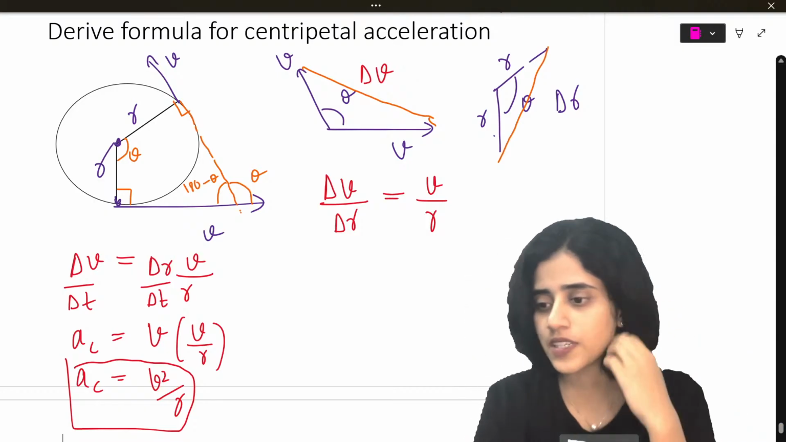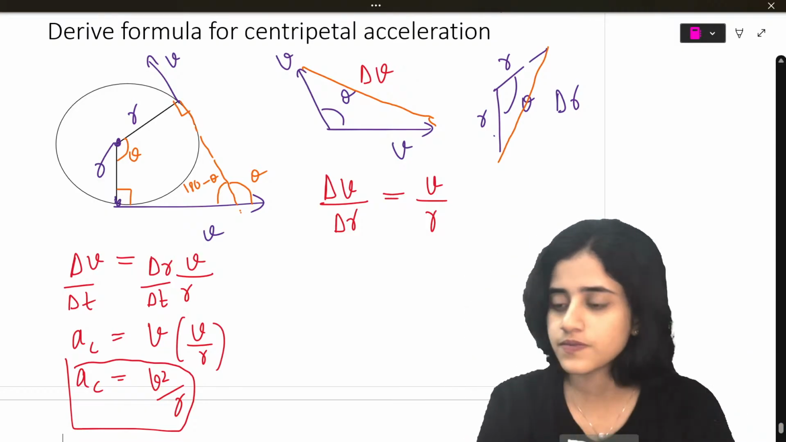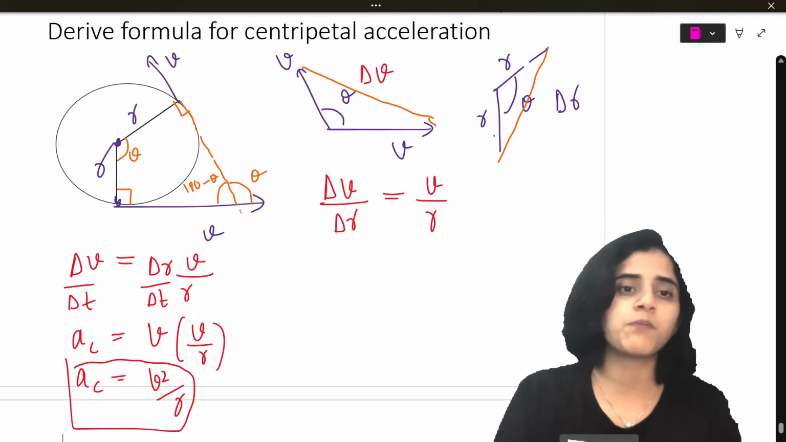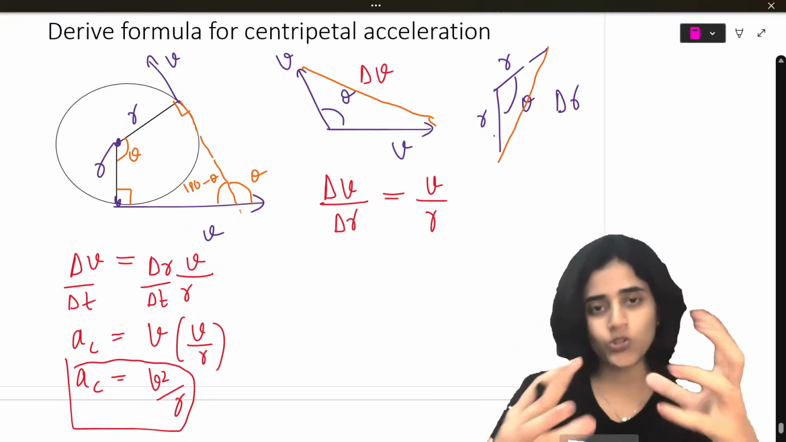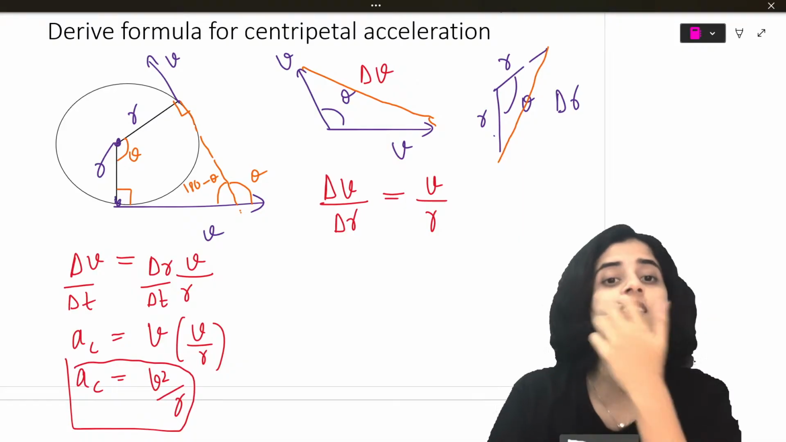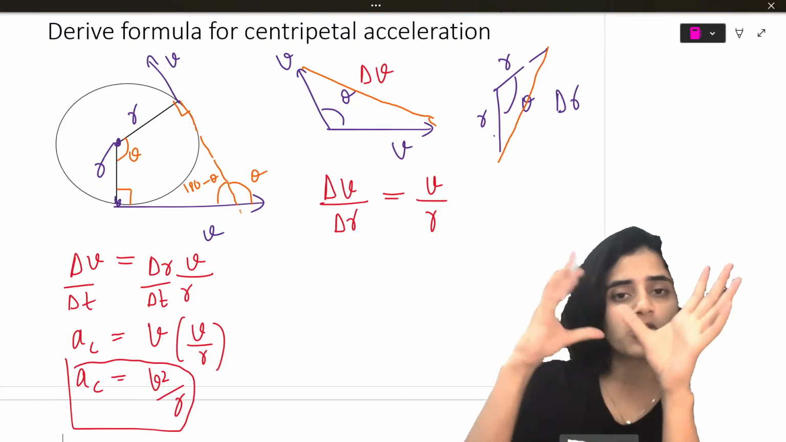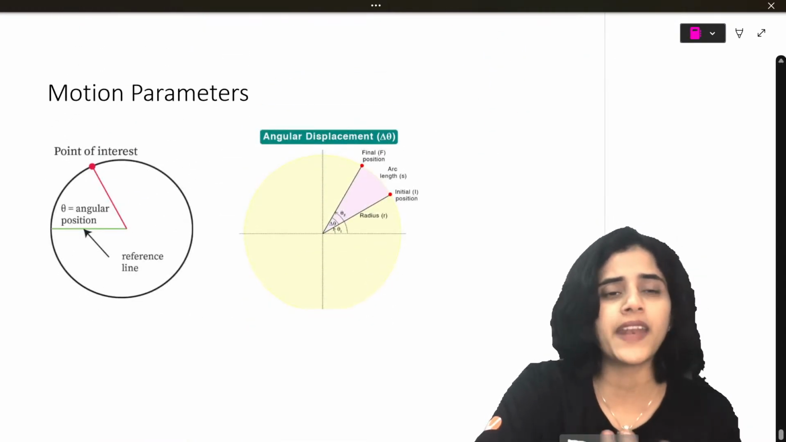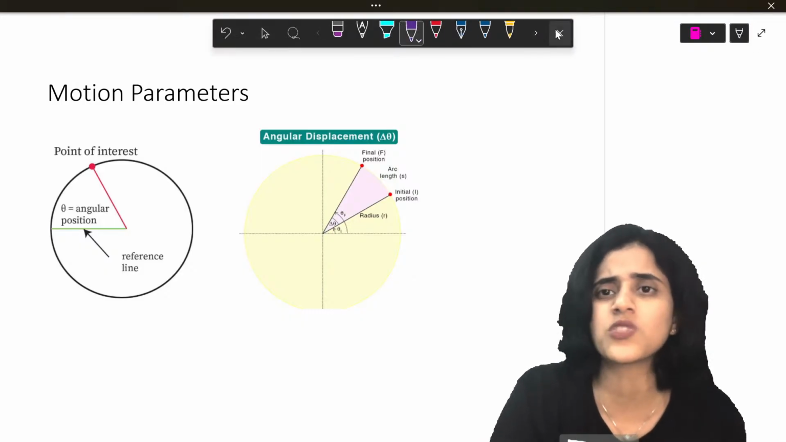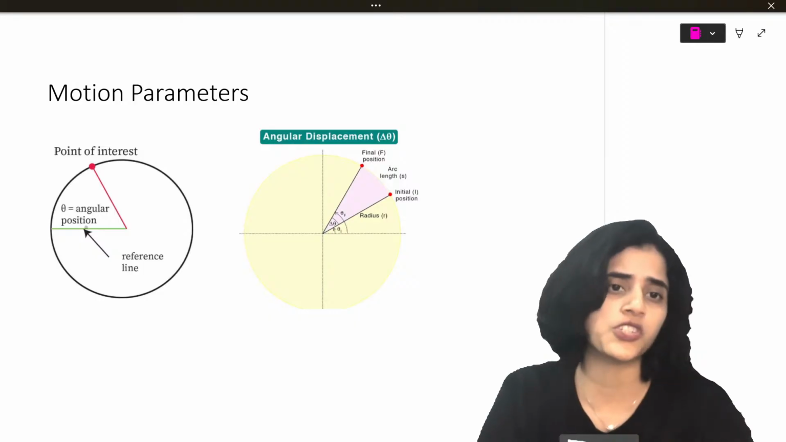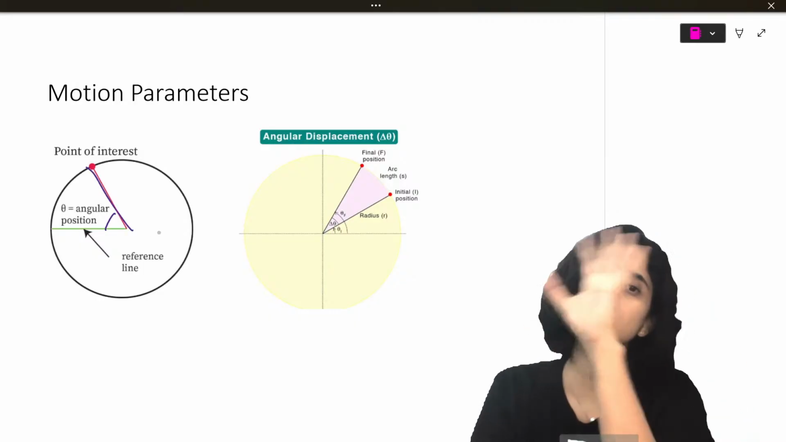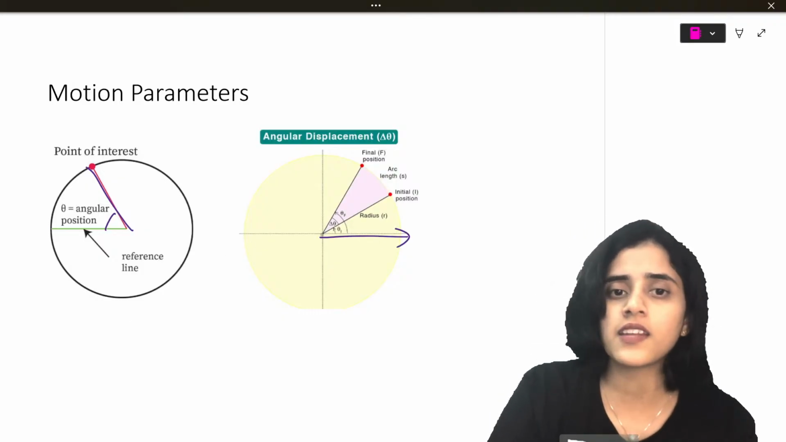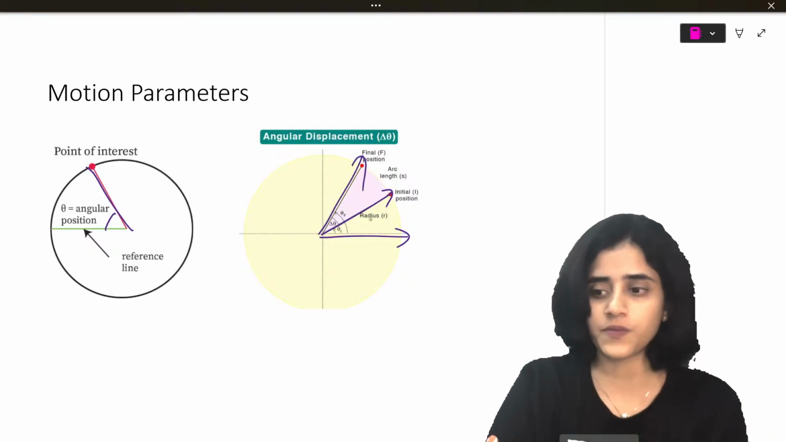So the important concept here is you need to know the figure. So make sure you understand the figure. And these two triangles are congruent triangles. Now some parameters of motion. You just need to know the parameters. So there's angular position. If something is moving at an angle, that position is called angular position. Now imagine this is the initial path, and then it reaches here and then it reaches here.